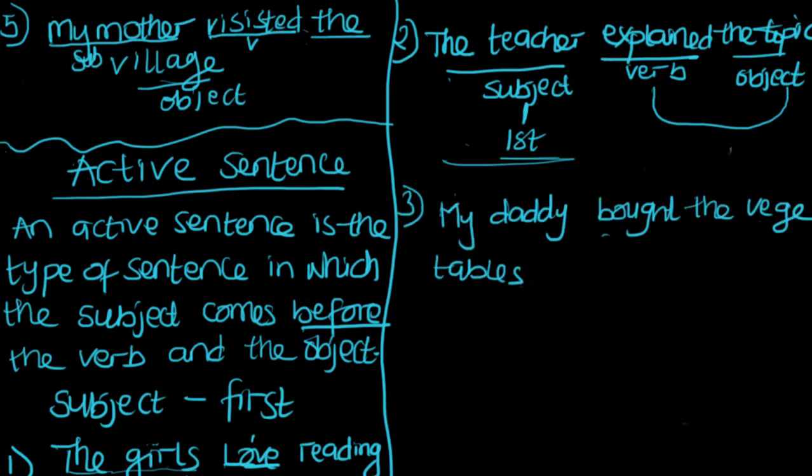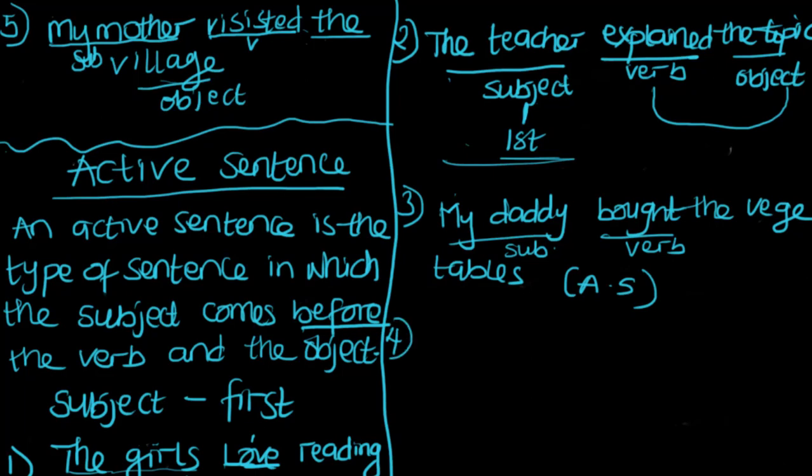What's the verb? Buy. Who is buying something? My daddy. So this is subject, right? And this is verb. So because the subject is coming before the verb, this is also what? An active sentence. Let's take another example.